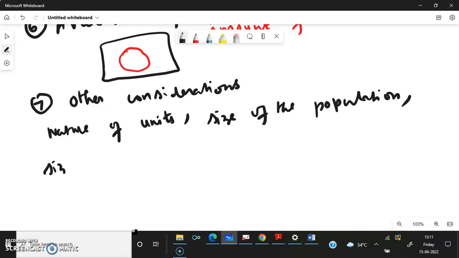Next is size of questionnaire. If I have a large questionnaire, with 100 questions, then getting answers from 1000 people will be very difficult. So if the questionnaire size is too large, I should take a very small sample. I cannot go for a very large sample. A small sample is enough. If my questionnaire has only 20 questions, then I can go for a large sample. Then availability of trained investigators.